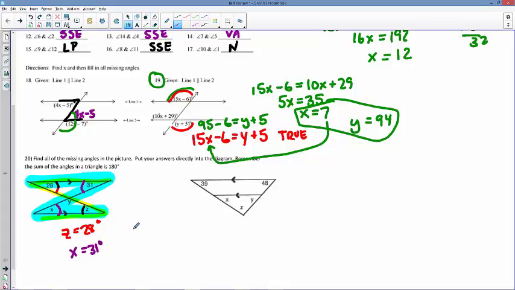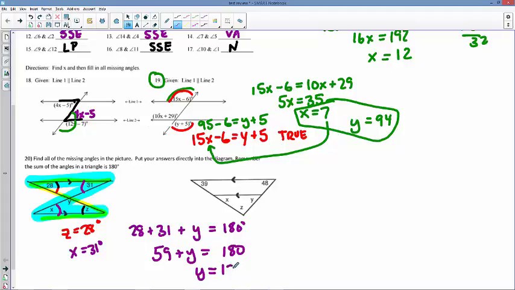Okay, and then don't forget, we learned this last week. We proved it, that the three angles in a triangle add up to 180 degrees. So 28 plus 31, the two angles we just found, plus something we don't know, which is Y equals 180 degrees, because triangle sum theorem. Okay, that's 59 plus Y equals 180. Okay, and Y equals 121. Okay, there's the answer to that one.